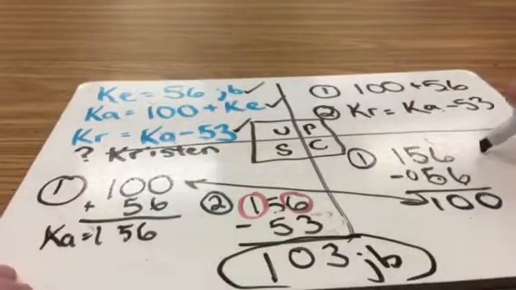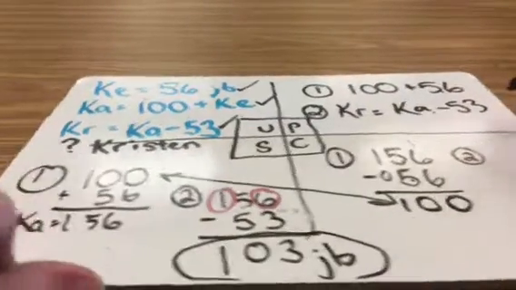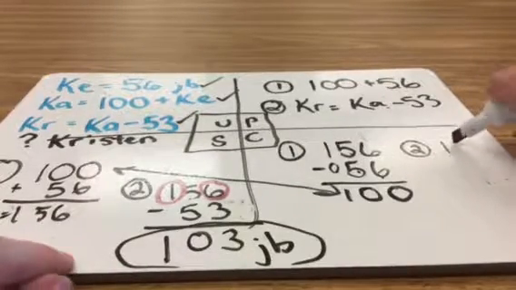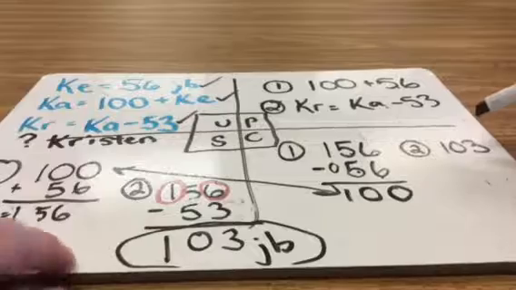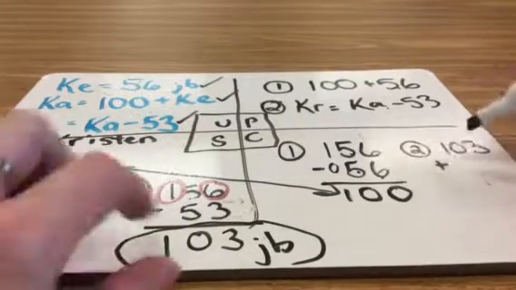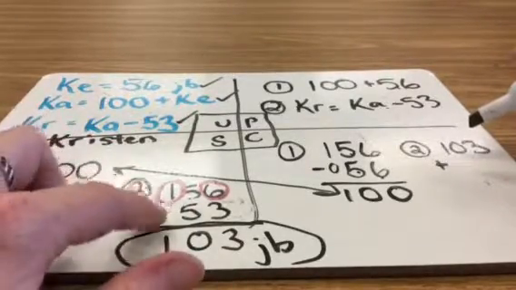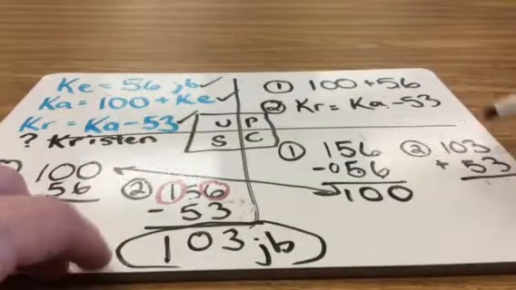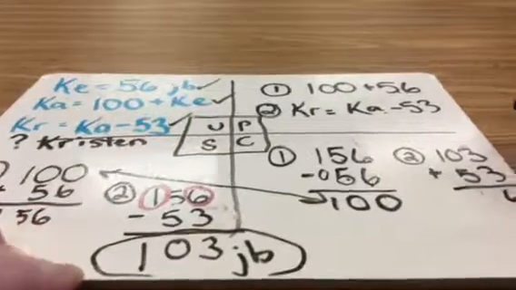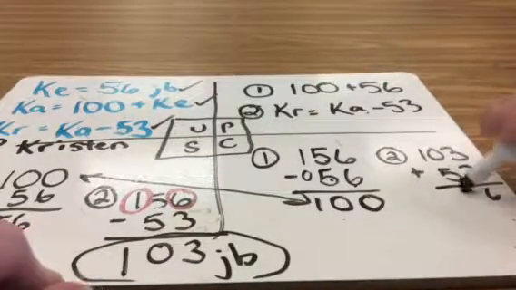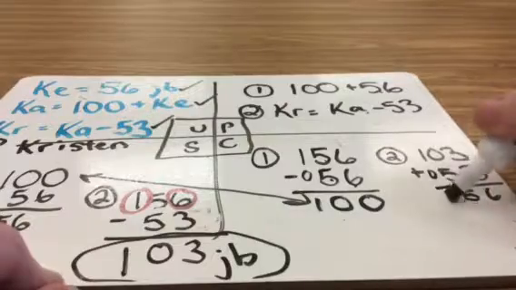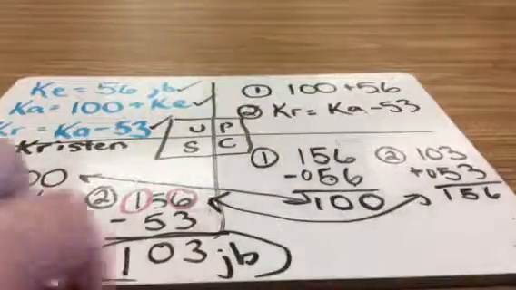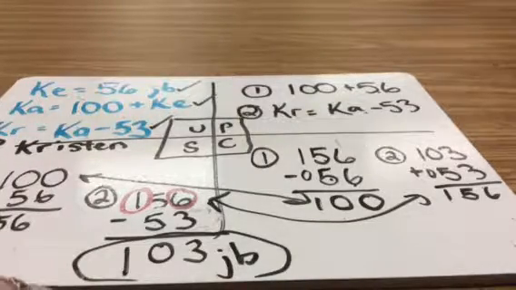But we need to check it. So we're going to come over to the check side and check it. We're going to do 103. The opposite of subtraction is addition. So we're going to work bottom to top, bottom, middle, and hopefully we get the top. So I'm going to add 3 plus 3 is 6. 0 plus 5 is 5. And 1 plus 0 is 1. And that matches up. So I know that 103 jelly beans for Kristen is my final answer.